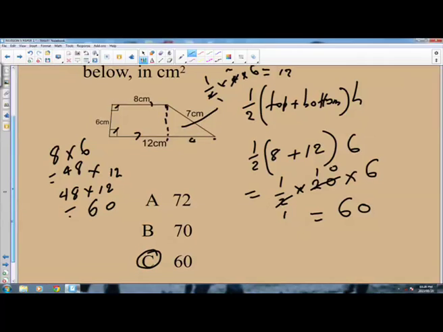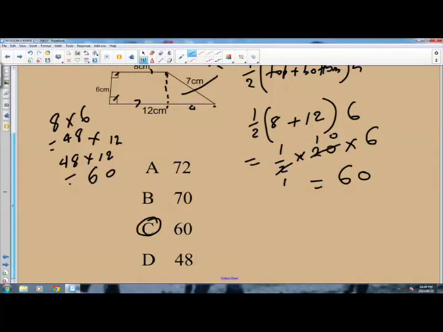So these are the methods that we can use. You can see that we are still getting the same answer as the one that we used before. So the answer is still 60. You can either choose the first method or the second method. You'll still get the same answer. And then what about the next question?